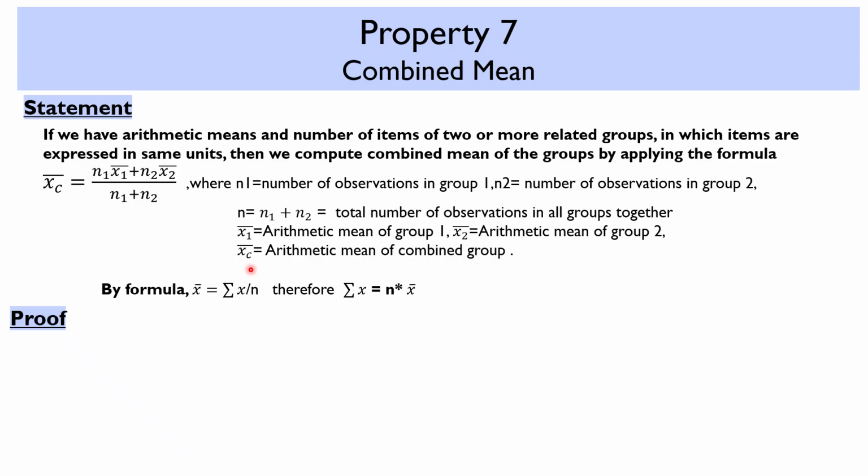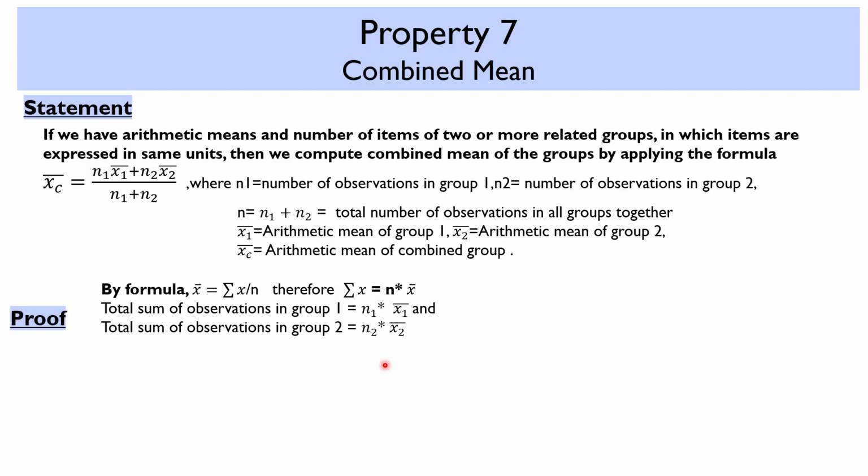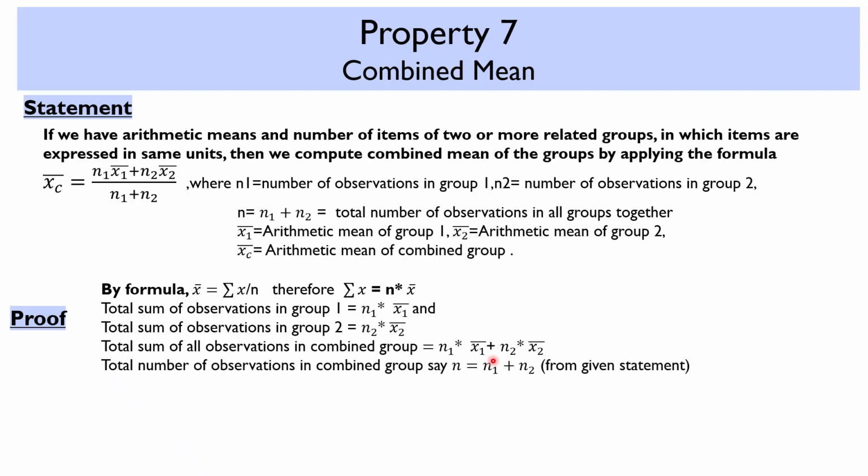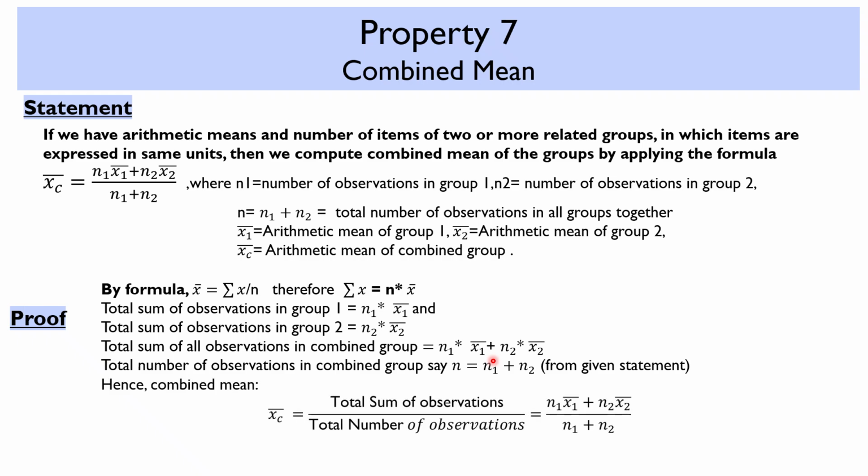So if we prove here, we know that mean is x bar, which is summation x upon n, and then total sum of observations in group 1 will become n1 into x1 bar, and in group 2 n2 into x2 bar, and total sum of observations will become sum of it, and total number of observations is n1 plus n2. So combined mean, if we substitute in the formula, it will come out to be n1 into x1 bar plus n2 into x2 bar, the whole divided by n1 plus n2. Hence it's proved.